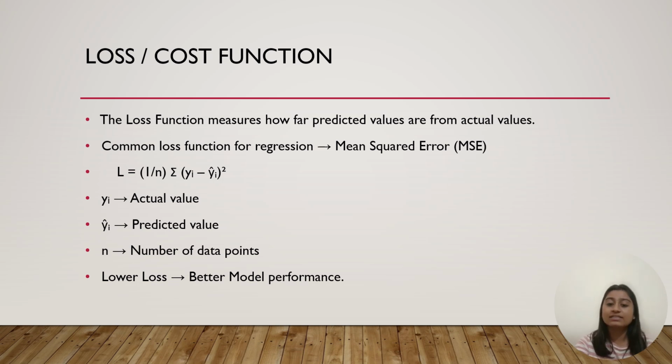Here yi is the actual value, ŷi is the predicted value, and n is the number of data points. What we do is, for every data point, we find the difference between the actual and predicted values, square it, and then take the average. If the loss L is large, it means our line is not a good fit. The smaller the loss, the more accurate our predictions are. So basically, the goal of regression is to minimize this loss function.